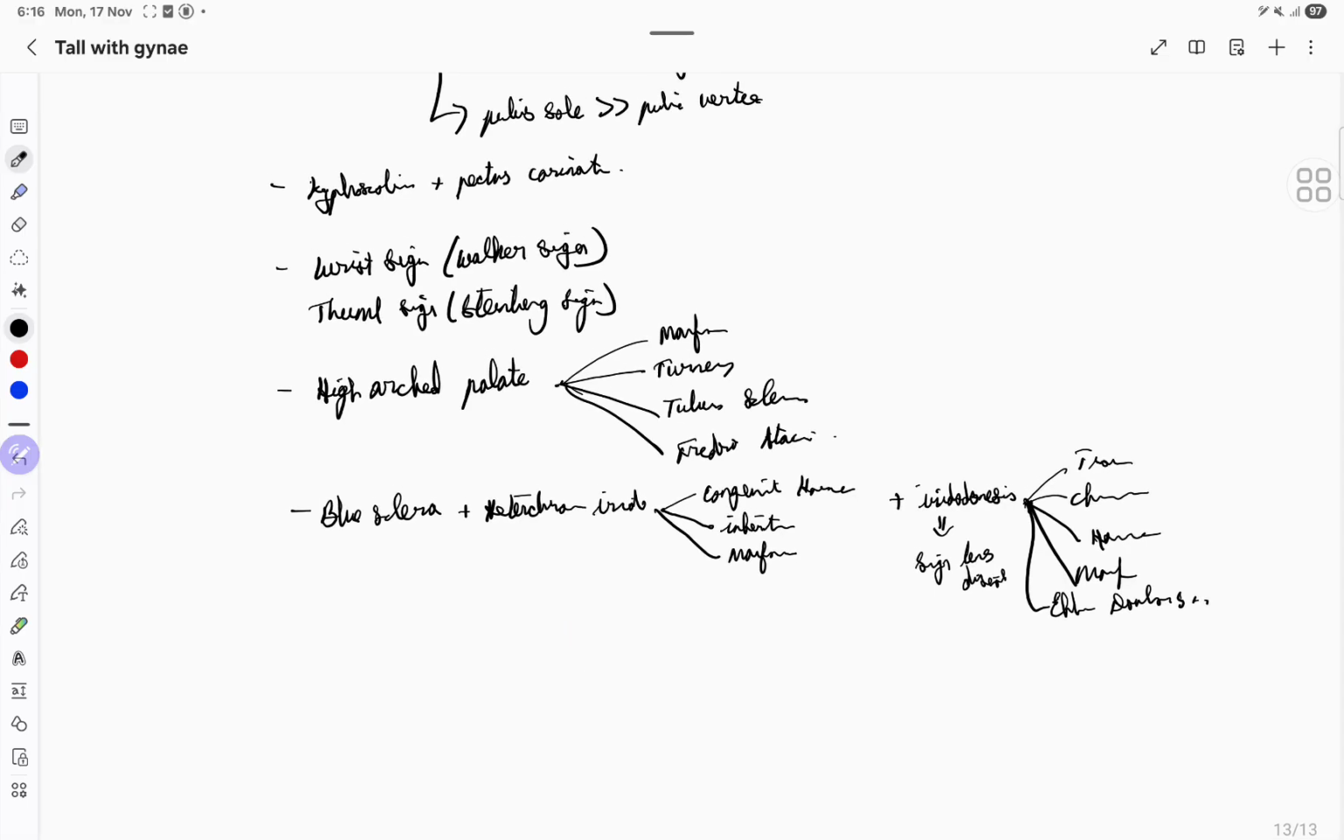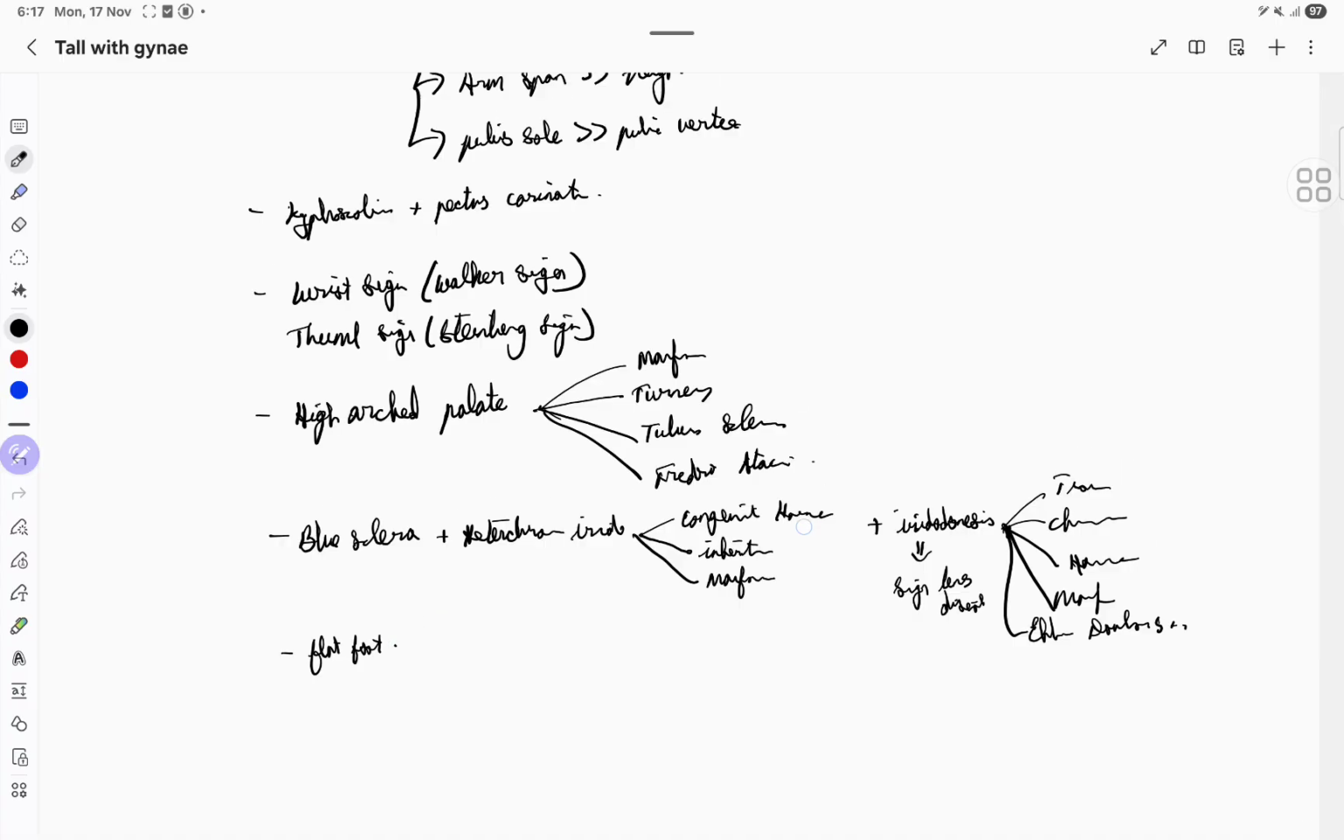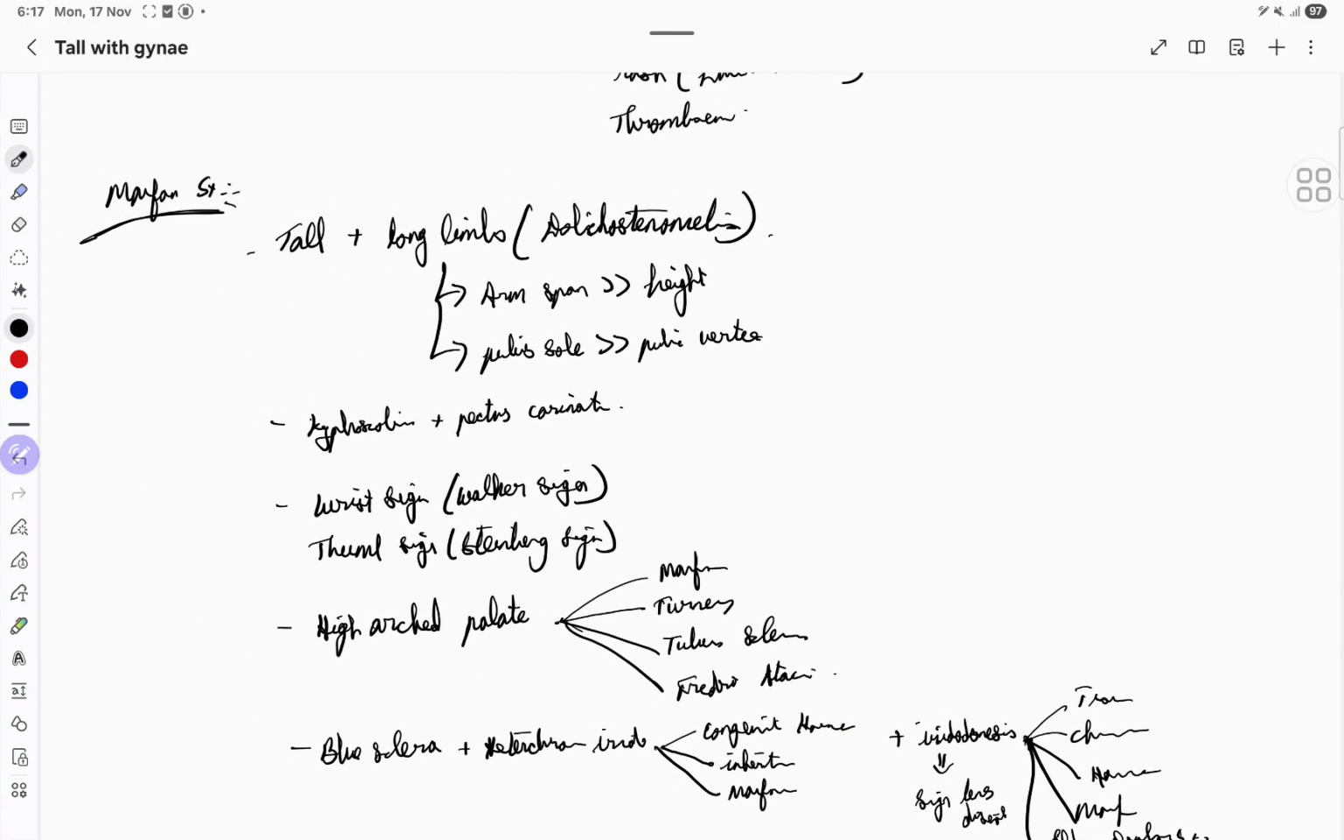Okay, after checking the eyes, check the foot. There will be a flat foot. So your diagnosis will be Marfan syndrome. Your presentation should be like this.